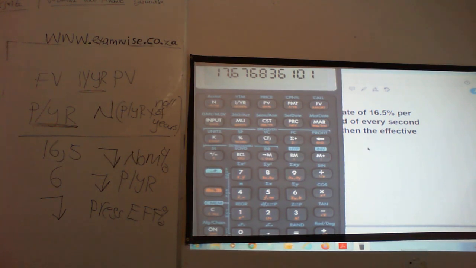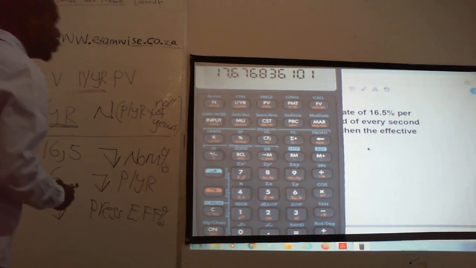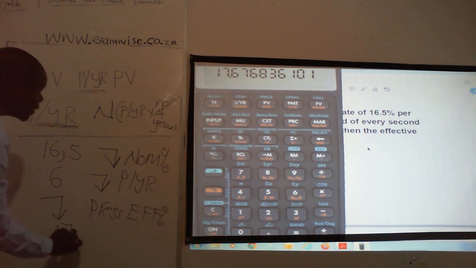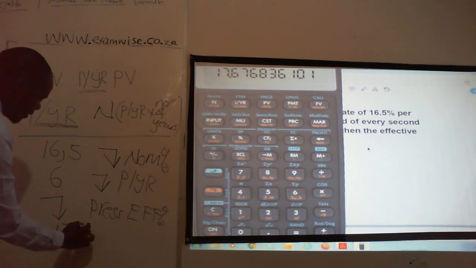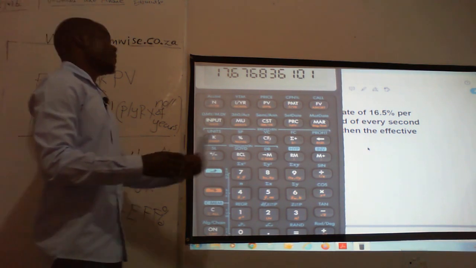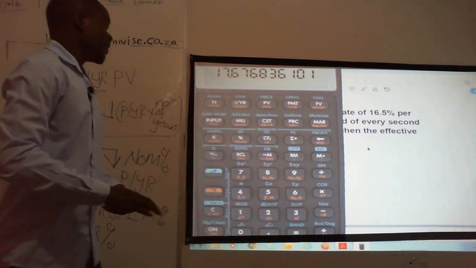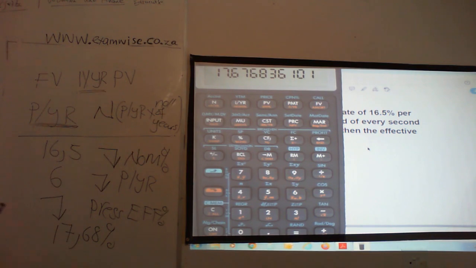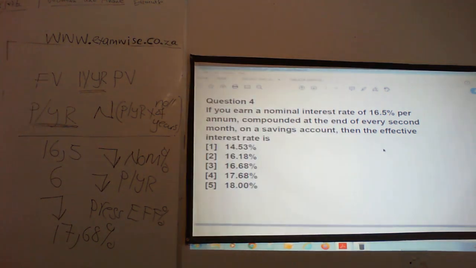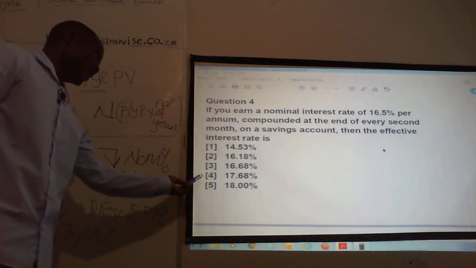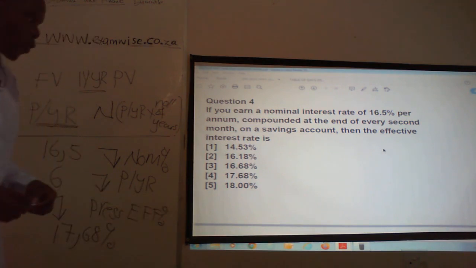So it means our effective interest rate to 2 decimal places will be 17.68%. Here 6 is above 5, so 6 can change 7 to become 8, so it will be 17.68. So that is how we do it. So our correct option will be option number 4.